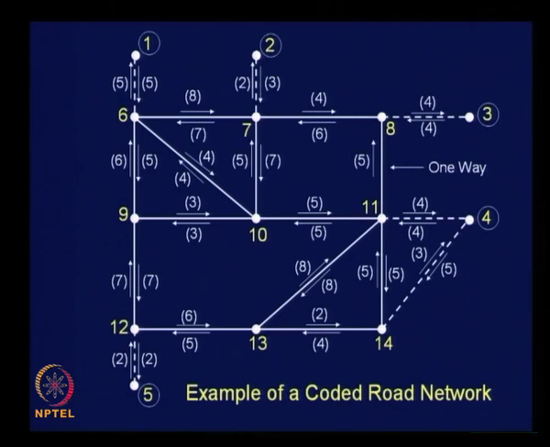So this is what we have discussed. The same picture is represented in the form of a link array table, and so far we have understood how to represent a road network in the form of links and nodes, and then how to represent the whole thing in the form of a link array table. Now we are ready to go further to actually assign traffic.